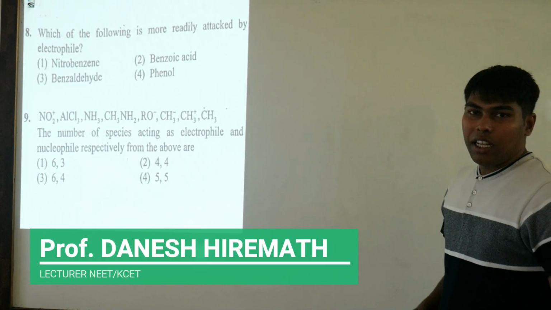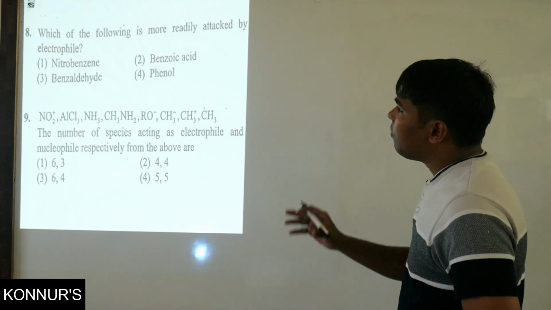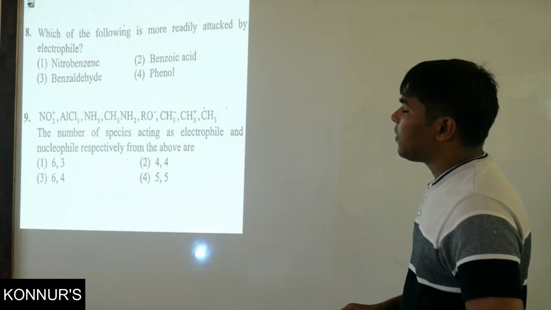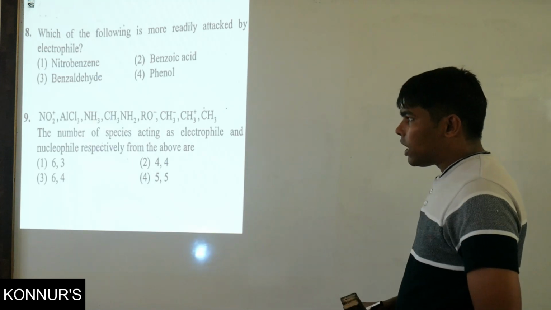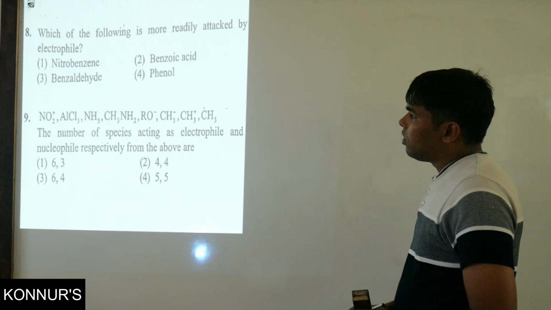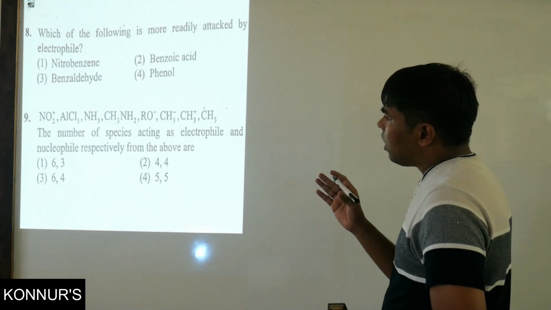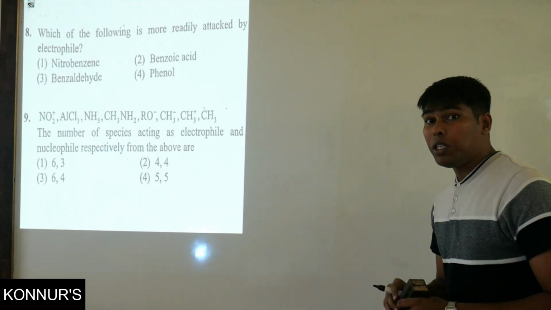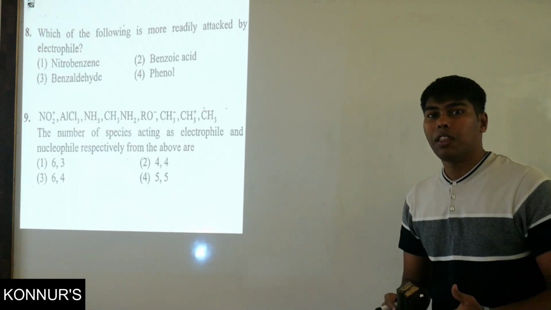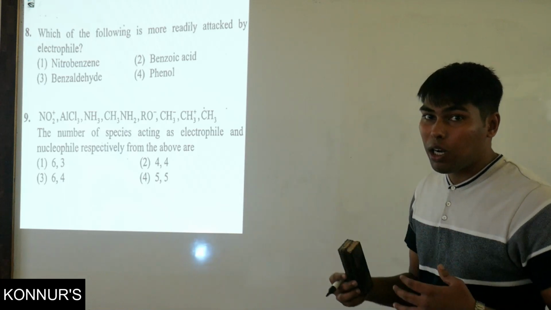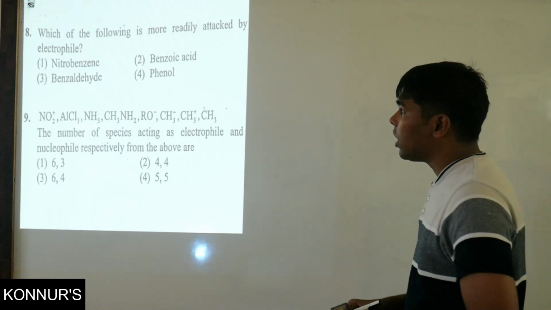Here we'll go with the next example. Which of the following is more readily attacked by an electrophile? They have given nitrobenzene, benzoic acid, benzaldehyde and even phenol. Here what happens is, if a multiple bonded group is present with the compound, it would not act as an electrophile. It drags the bonded pair of electrons and acts as a nucleophile.